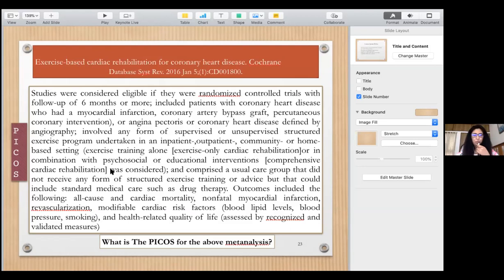Yes, correct. So the comparator here was not one, but many. The intervention here is not just one type of intervention. It could be exercise alone or in combination with psychosocial or educational interventions. So it was not just one thing. Whereas the comparator, as you said correctly, was no structured exercise and standard drug therapy, right? What was the outcome? Mortality. Cardiac mortality, non-fatal myocardial infarction, modifiable cardiac risk factors and health-related quality of life. It was a composite outcome, right?